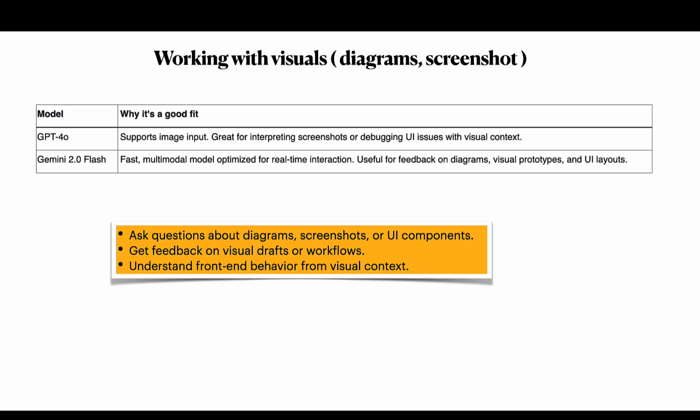So for example, if you give a diagram screenshot to Gemini 2.0 and ask what can be improved in this diagram, it will give the response. Some of the tasks you can do with these two models are: ask questions about a diagram, screenshot, or UI component, get feedback on a visual draft or workflow, and understand front-end behavior from visual context.